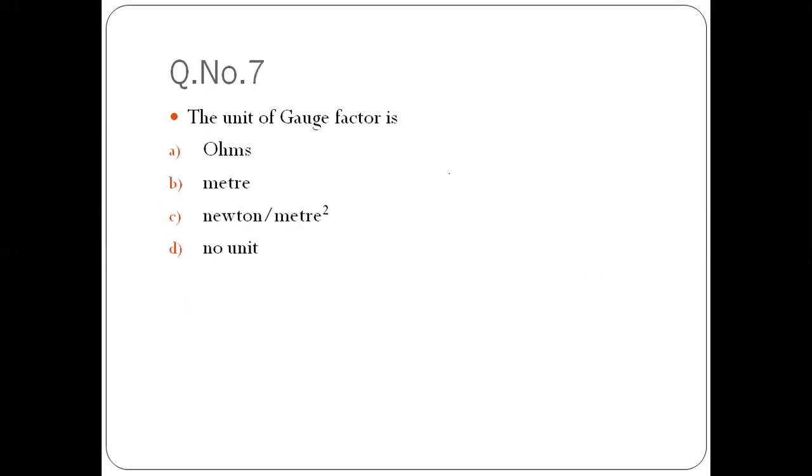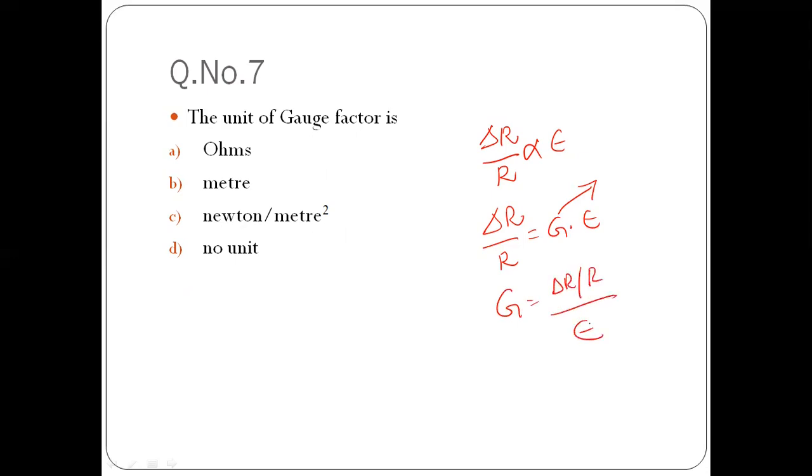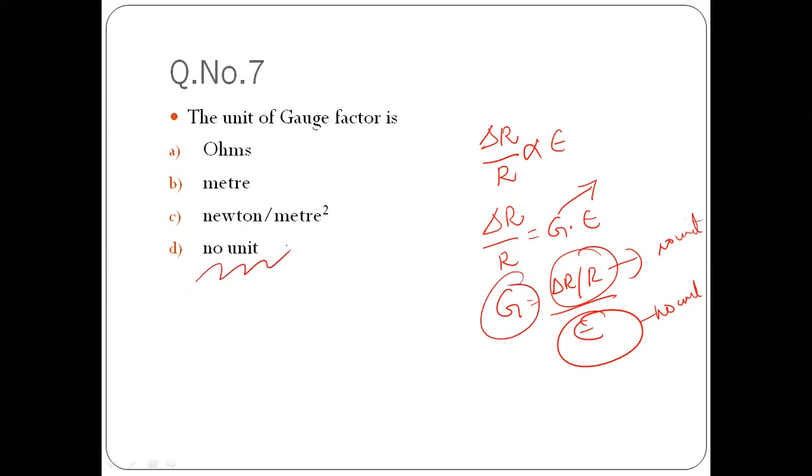The unit of gauge factor: we have already seen that the strain is directly proportional to the fractional change in resistance, that is del R by R, or you can say del R by R is equal to G into epsilon. This constant of proportionality is called the gauge factor. So G is del R by R by epsilon. We know that strain has no unit, and del R by R also has no unit because the units of del R and R are both ohm, so they will get cancelled. Therefore, no unit by no unit. So the gauge factor also has no unit.